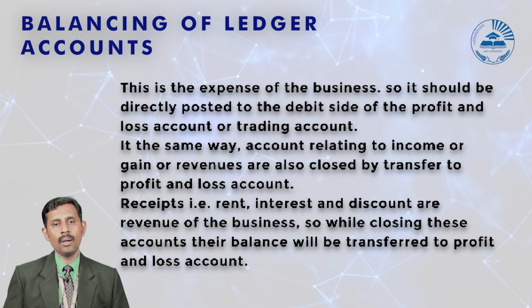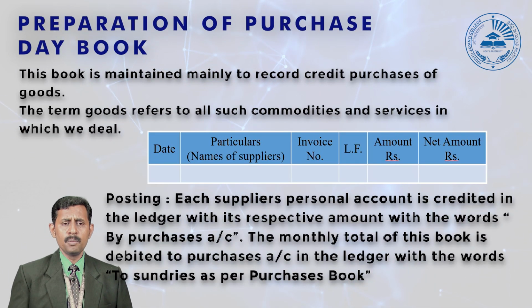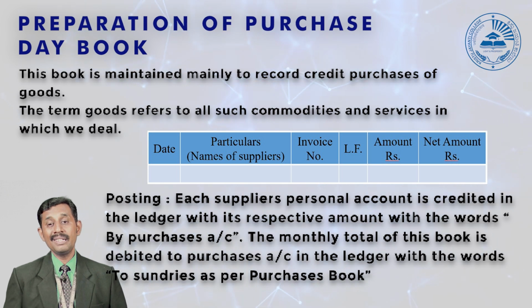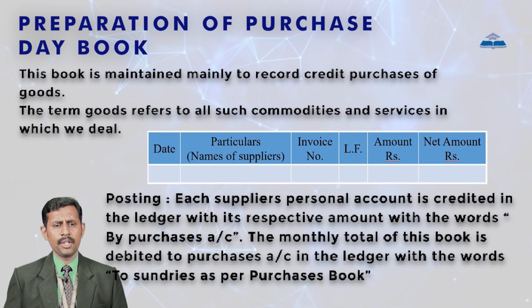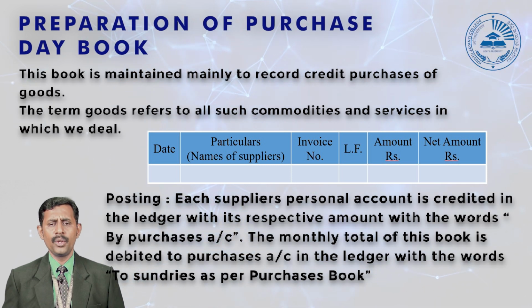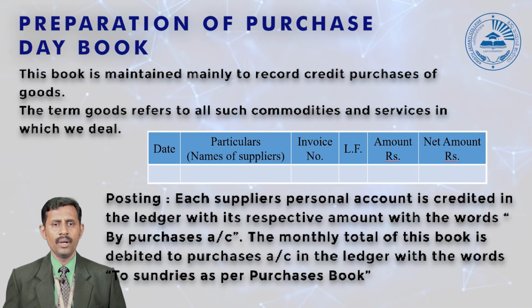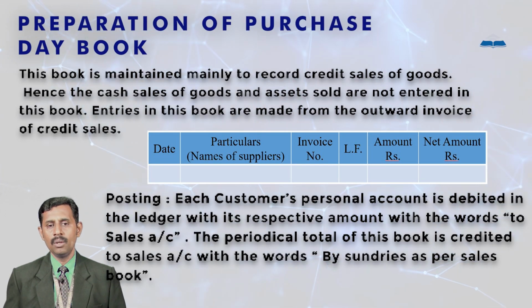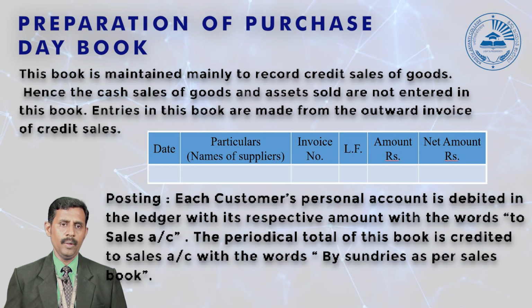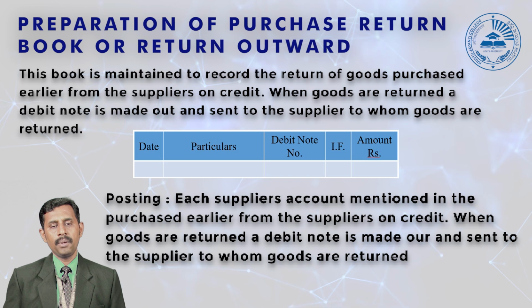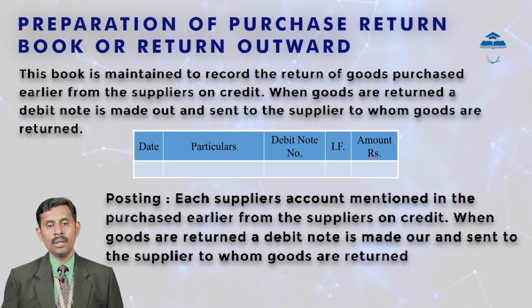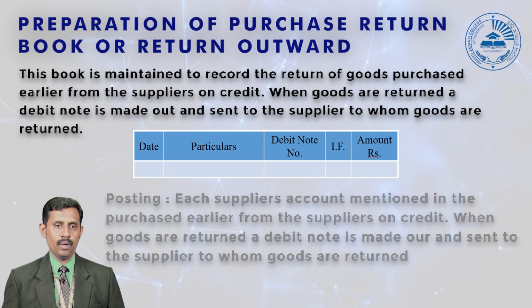So how can I prepare a purchase day book? This book is maintained mainly to record credit purchases. It has date, particulars, name of suppliers, invoice number, ledger folio, amount, net amount. Sales book: date, particulars, name of customers, invoice number, ledger folio, amount, net amount. Purchase return book or return outward: date, particulars, debit note number, folio number, amount.